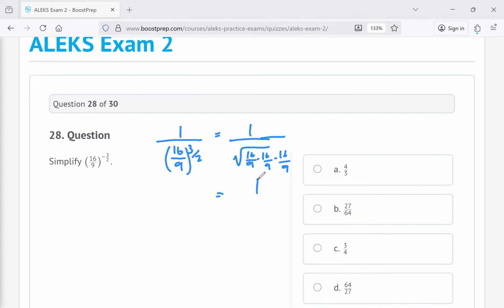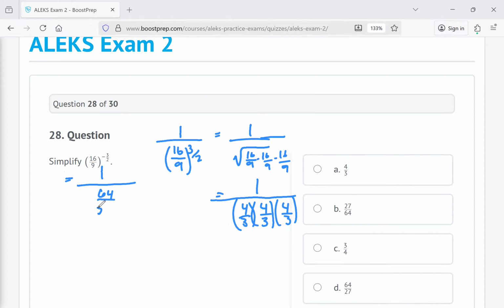So when you simplify this, this is 1 over, and then the square root of 16 over 9 comes out nicely. The square root of 16 is 4, the square root of 9 is 3, and then you still have these other two. So it's basically 4/3 times 4/3 times 4/3. Okay, so you get 1 over, and then on the bottom, what's 4 thirds times 4 thirds times 4 thirds? Well, 4 cubed is 64, and then 3 times 3 times 3 is 27.